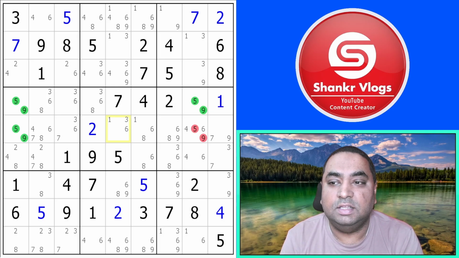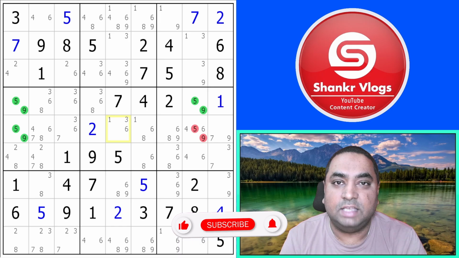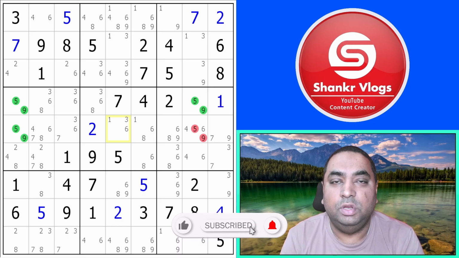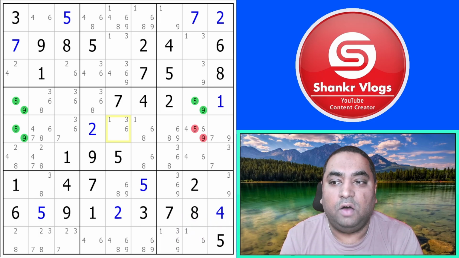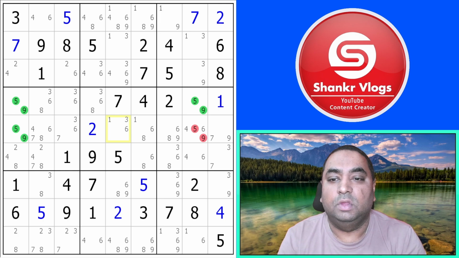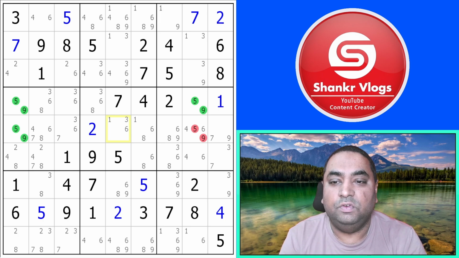Here, the UR candidates are 5 and 9. 5 and 9 are placed in 3 cells of the unique rectangle, so the type 1 condition is satisfied: the 3 cells have the same UR candidates. Now, in the fourth cell, additional candidates are there: 4 and 6.